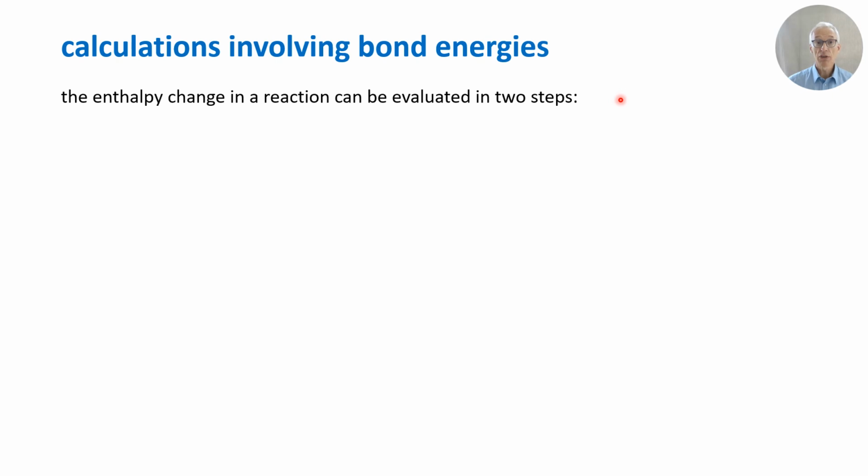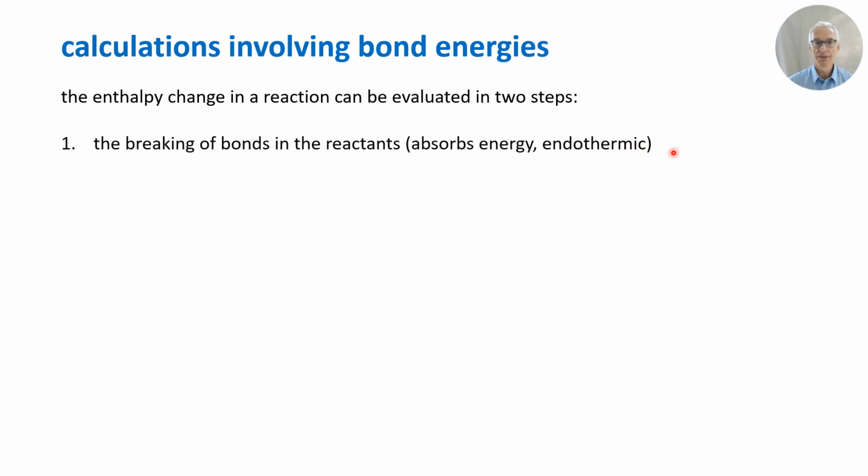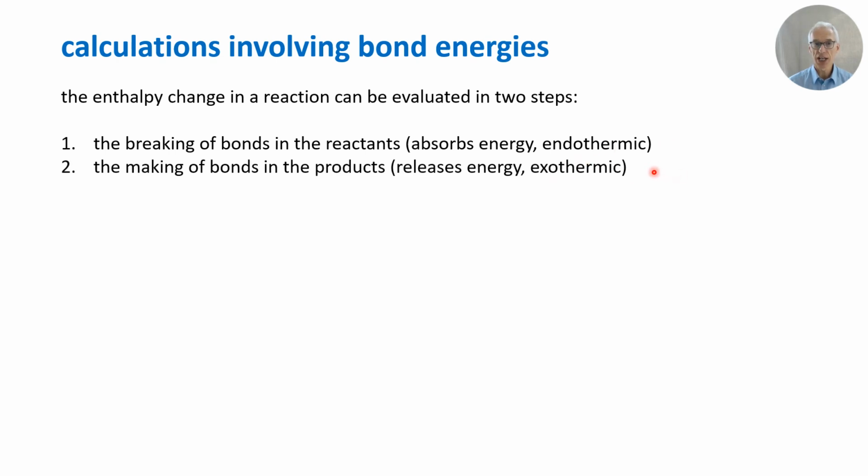We can think of a chemical reaction as taking place in 2 steps. The first step being the breaking of bonds in the reactants, which is endothermic and absorbs energy. The second step would be the making of the bonds in the products, which is exothermic, releasing energy.